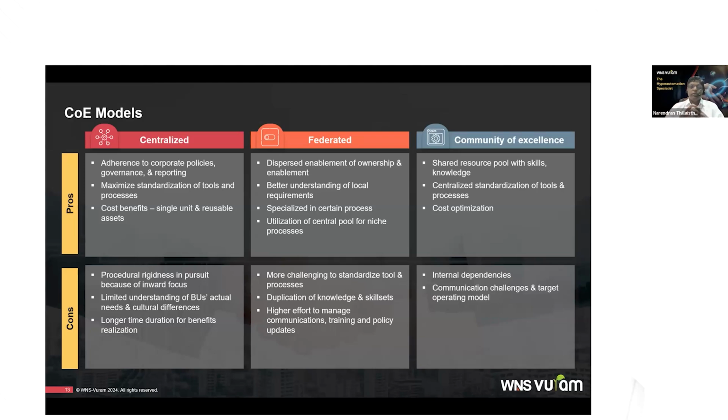But obviously, one of the downsides is that, especially when you want to gain enterprise-wide standards, and if there is a lot of conformance, it becomes very difficult for you to execute and make it standardized.